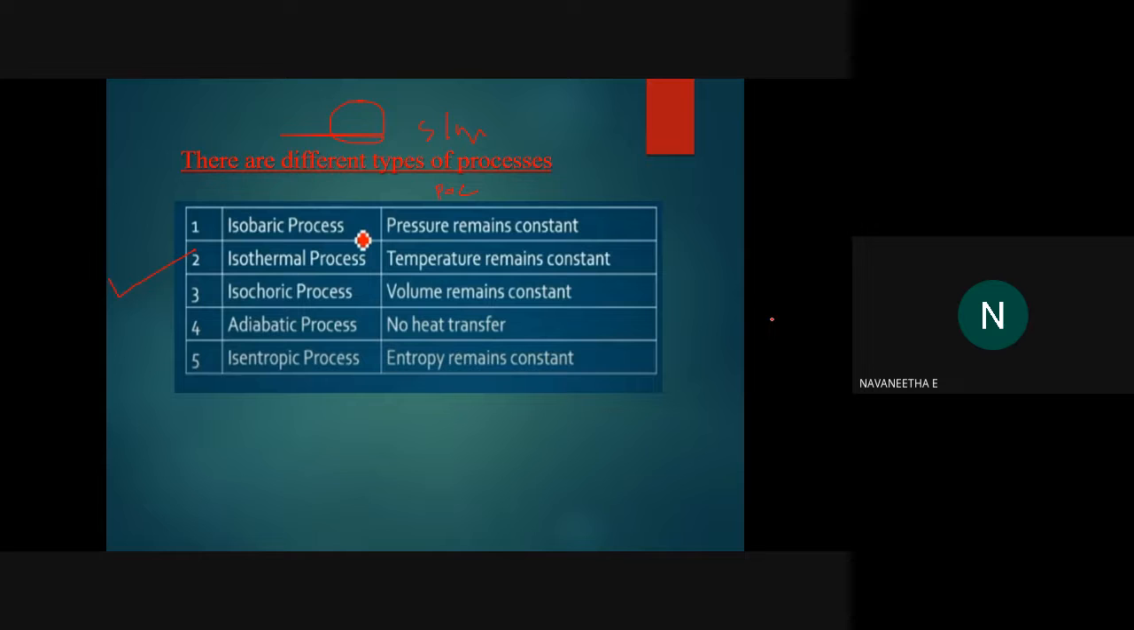Pressure, temperature, volume, heat, entropy. Thermal energy per unit temperature is called entropy. At unit temperature, what is the thermal energy? So that is called entropy. Okay.